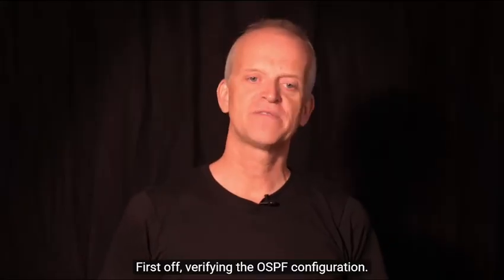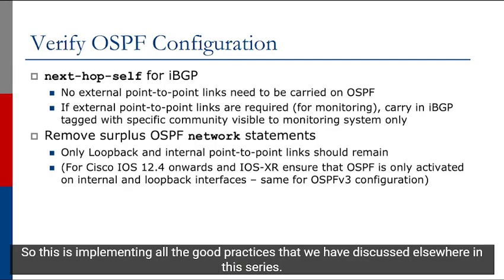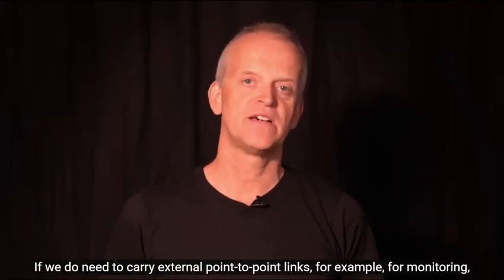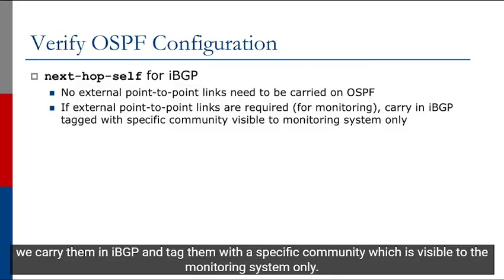First off, verifying the OSPF configuration. So this is implementing all the good practices that we have discussed elsewhere in the series. For example, next-hop-self for IBGP, so that we do not carry external point-to-point links in OSPF. If we do need to carry external point-to-point links, for example for monitoring, we carry them in IBGP and tag them with a specific community which is visible to the monitoring system only.